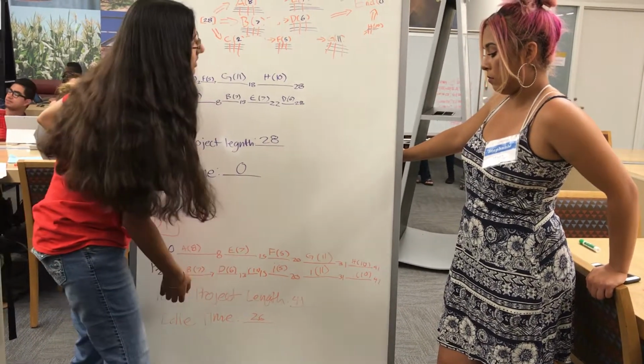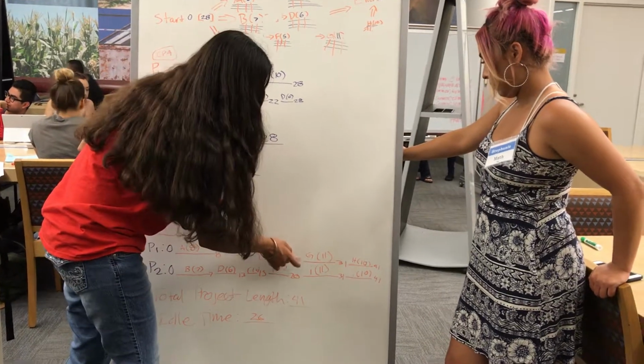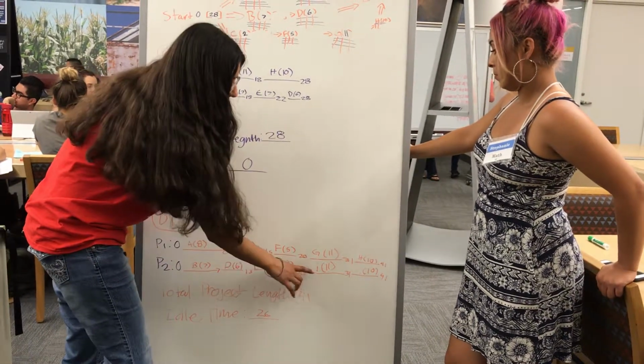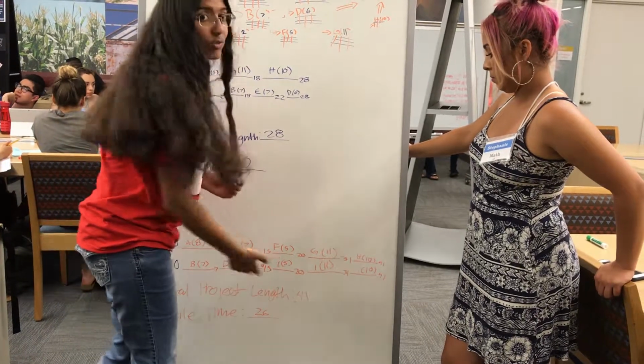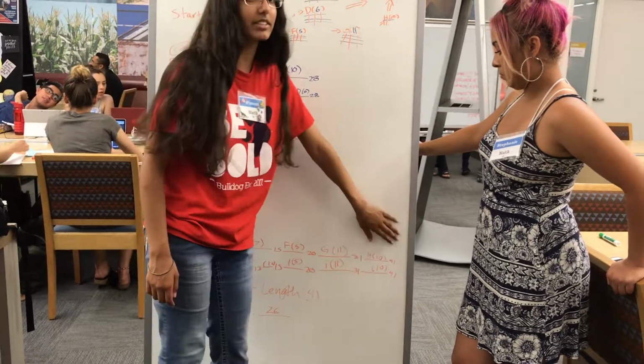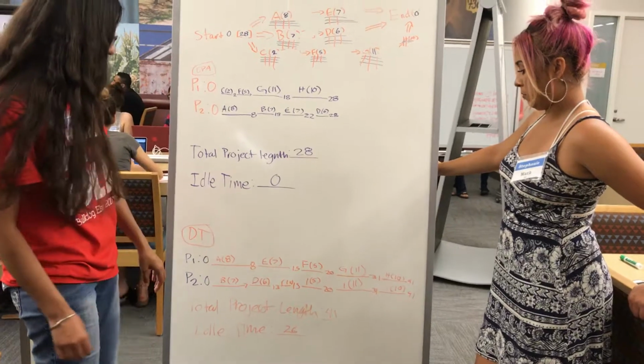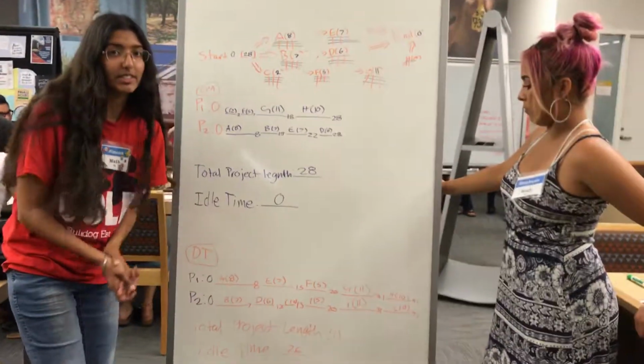And then after F is done, G opens up, and we assign G to one of the processors and assign an idle time to another one, and we repeat the process for H until it ends at 41 hours, so your project is finished, and your total idle time is 26.